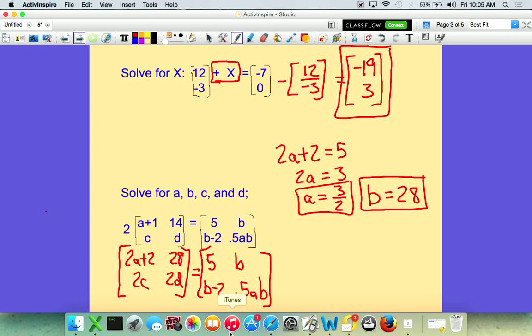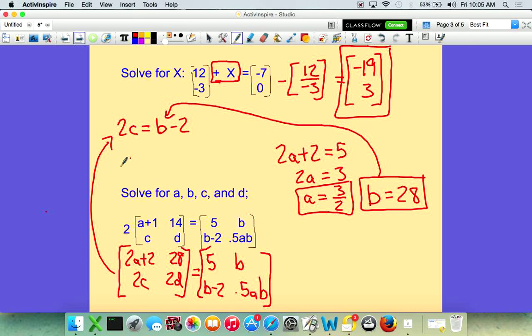Our next one, we're going to bring it over here. We've got 2c equals b minus 2. Now, this is where you would have to solve for one of these variables first, because we've got two variables in the equation, but this b equals 28, we can throw that right in there with our substitution, and then solve here. So 2c equals 26, so c has to equal 13 when we divide by 2 there.